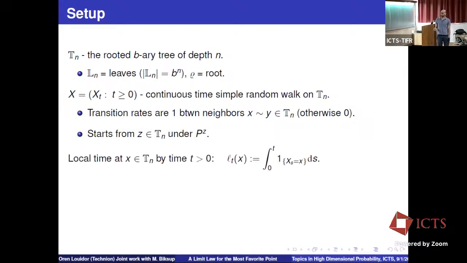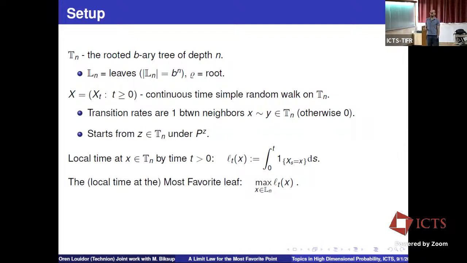And I'll be interested in the local time. It's a discrete state space, so it's easy to define the local time. The local time l_t(x) is the time spent by the walk at vertex x until time t, until the walk has been run for time t. I'll talk about the history slightly later, but the question that has interested people dating back many years is: what is the asymptotic probabilistic behavior of the maximal local time from among all the leaves? So that's the question.